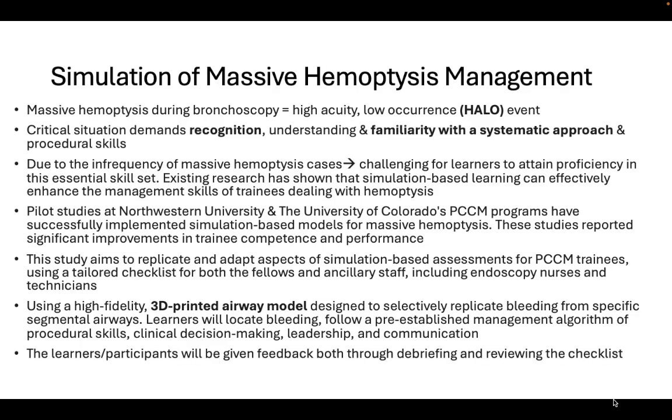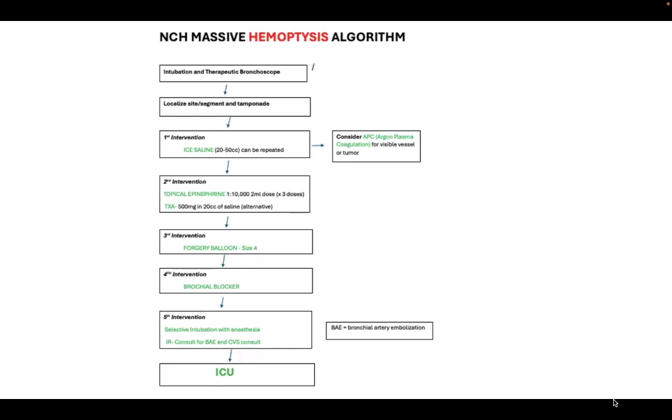After which, learners and participants will be given the opportunity to receive feedback through debriefing and reviewing the checklist, and have opportunities to repeat the simulation in some circumstances.